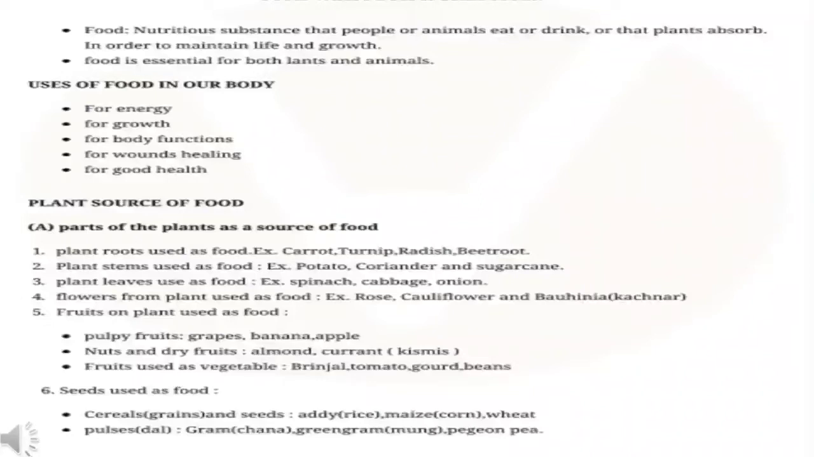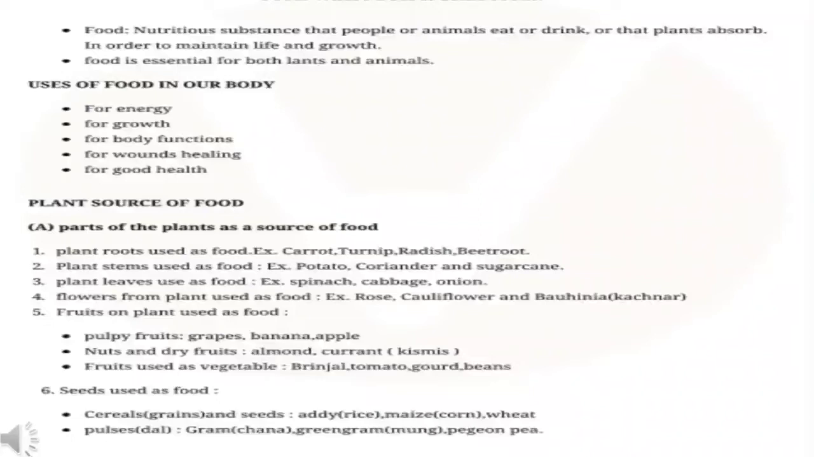Some animals that eat only plants are called herbivorous, for example, cow, buffalo, deer, etc. Some animals that eat only other animals are called carnivorous. Examples: lion, tiger, wolf, etc. And animals that eat both plants and animals are known as omnivorous. Example: human beings, bear, and crow.